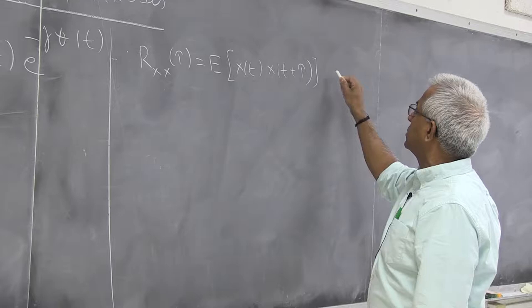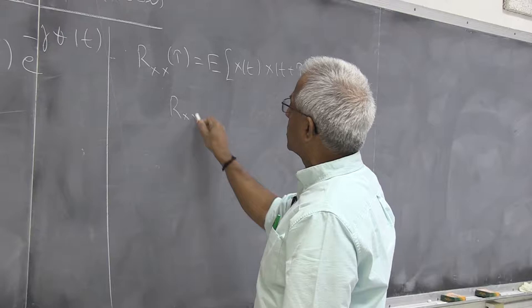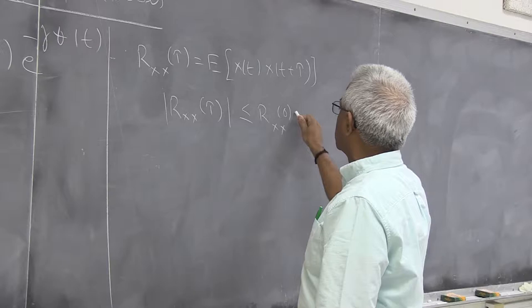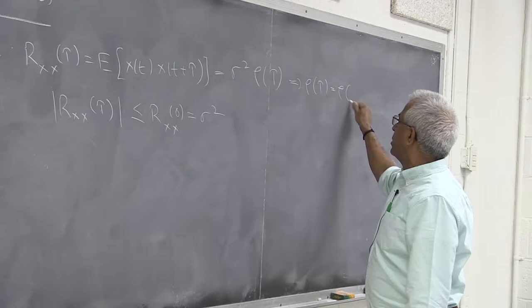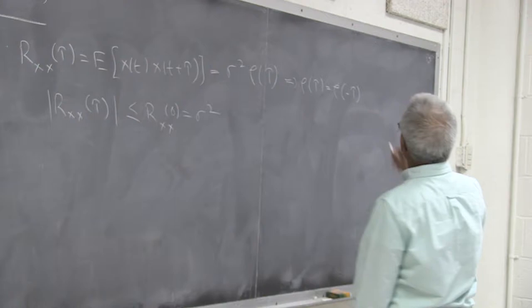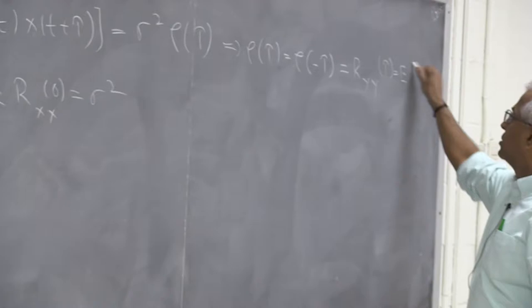So remember, any autocorrelation function has the property that rxx tau is less than or equal to rxx 0. This I'm going to call sigma squared. So I'm going to use this notation. So this rho tau is also symmetric. Rho tau is rho of minus tau, because this is a real function. And the key assumption is that y of t also has the same autocorrelation function. That's what I meant by the special relations.